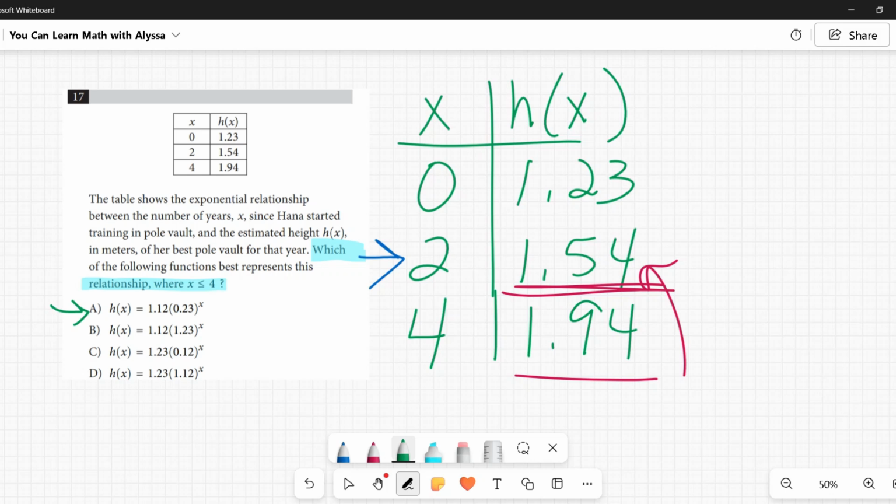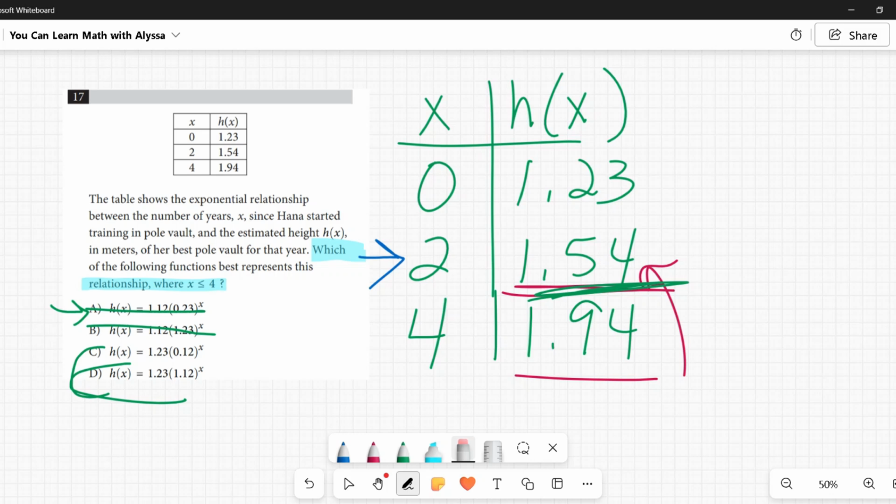Just go, wait a minute. If that's 0 on the end, these all become 1. All right, so now A and B are out because it's 1.12 times 1. C and D, wait a minute. It's going to go up. It needs to get bigger. If I multiply it by that, it's going to get smaller. It has to be D. You're done. You move on. And you didn't even have to multiply anything.